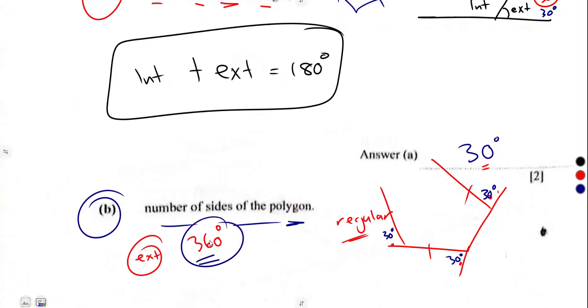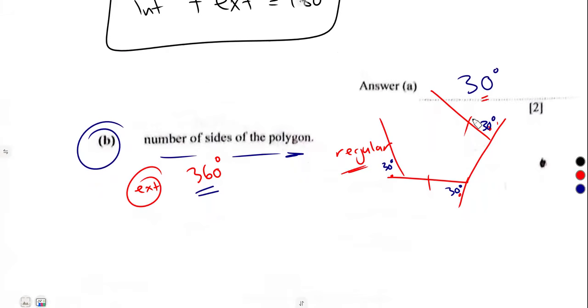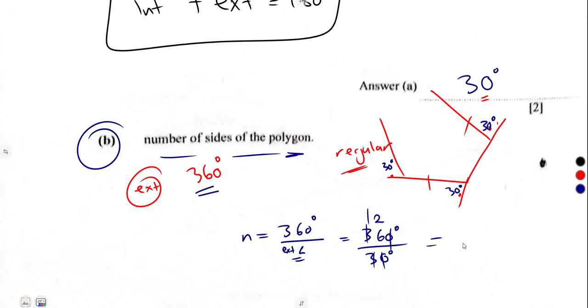So out of 360 degrees, how many exterior angles do we have? They represent the number of sides. So the number of sides is the total 360 degrees divided by each exterior angle, which is 30 degrees. So 360 divided by 30. That's going to be 12. So meaning to say this polygon has 12 sides. We can work it from exterior angles.